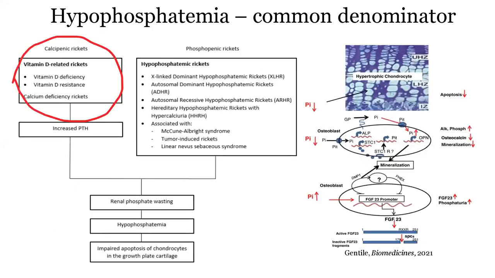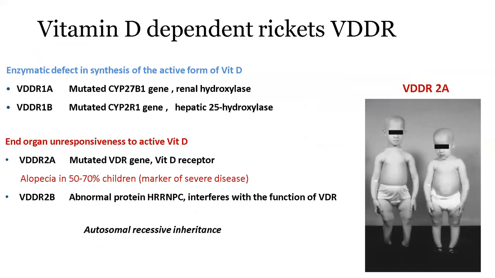Now, going ahead to other forms of calcipenic rickets, we come to our algorithm where we said that hypophosphatemia is the common denominator. So going to this left part, which is the calcipenic rickets, we have covered the nutritional rickets. The various hereditary forms of rickets here are as follows. That is vitamin D dependent rickets. Vitamin D dependent rickets is of two types, type 1 and type 2, with the gene mutations as mentioned here. Striking thing to note here is that VDDR type 2 is caused by mutation in the VDR gene.